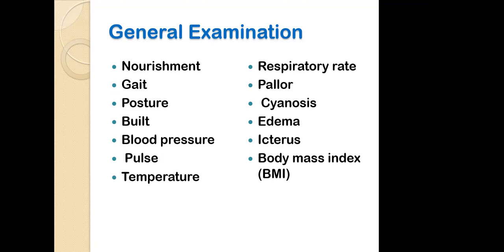When you do general examination, you are looking at the level of nourishment, the gait of the patient, the posture, their build. Look at things like blood pressure, pulse, temperature, respiratory rate, presence or absence of pallor, cyanosis, edema, icterus, and possibly body mass index. In a busy clinic, some things like body mass index may not be done, but some things are obvious. You can easily see cyanosis, pallor in the eyes, and edema. A person's gait you can see by how they're walking.